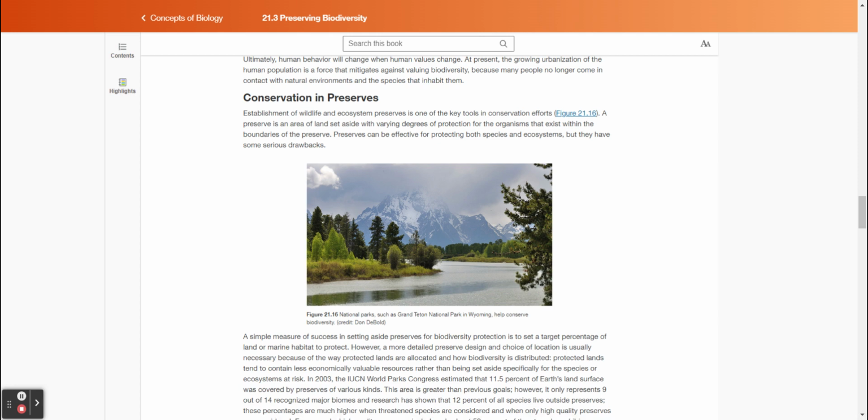Figure 21.16. National parks, such as Grand Teton National Park in Wyoming, help conserve biodiversity.